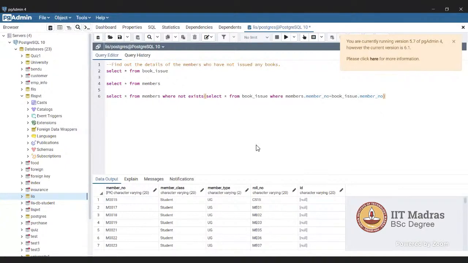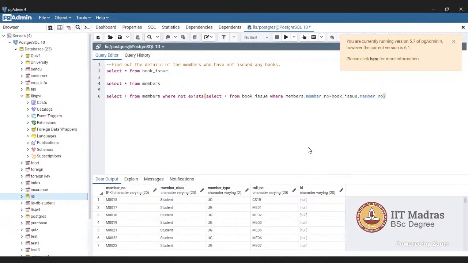So Aditi, we can also do that, not exists, member dot member number not equal to also. Yes, there are many methods. You can approach any way. Aditi, you got it right? Yes, sir. This approach I got it.